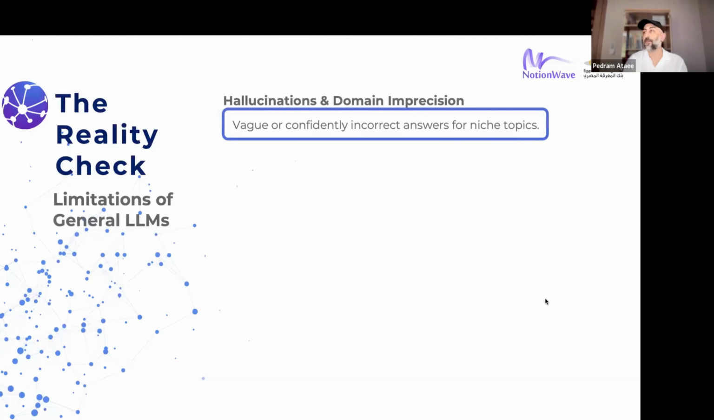So the first time that generative AI models were introduced to the AI landscape, there was a very big hype. Still, there's a big hype, but they have some limitations that everyone must be aware of. They are hallucinating, which means that sometimes they tell you something which is not correct. They create some references for you which do not exist.